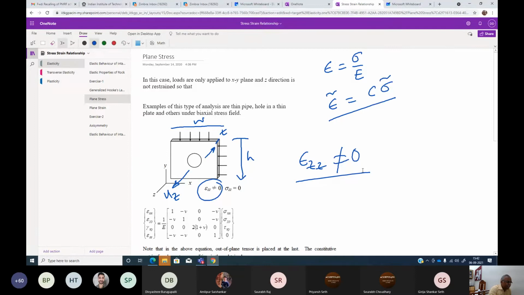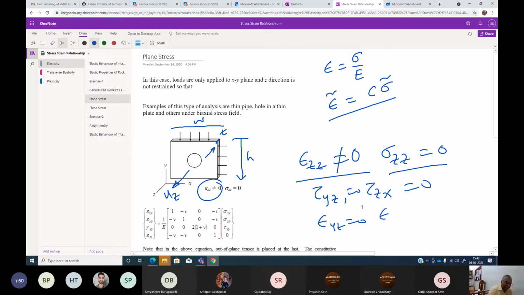And since there will be a displacement in this direction and there is no force or any constraint given in the out of plane direction, sigma ZZ will be 0. If this is the condition, definitely the other shear stresses, tau YZ and tau ZX, will all be 0. As for the strain, because there is no Z axis, this cannot occur.